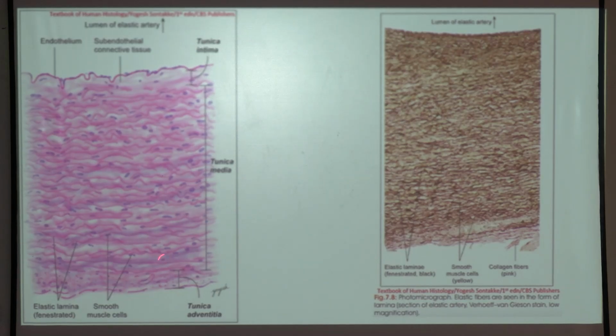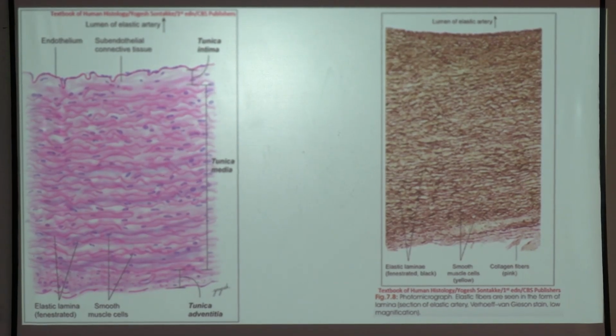And here in the outermost layer is the tunica adventitia, which is also formed of loose connective tissue, and this is a section of small blood vessels supplying other blood vessels, known as vasa vasorum. Okay, so here the elastic lamina and smooth muscle have been shown in the tunica media. Elastic fibers are seen in the form of lamina. This is a section of elastic artery, a section of large artery.